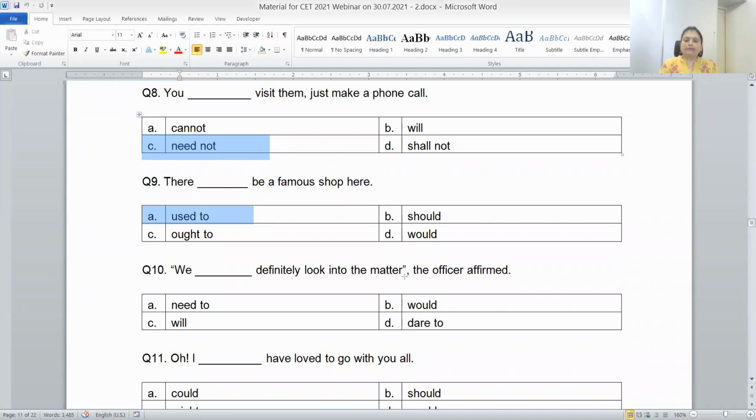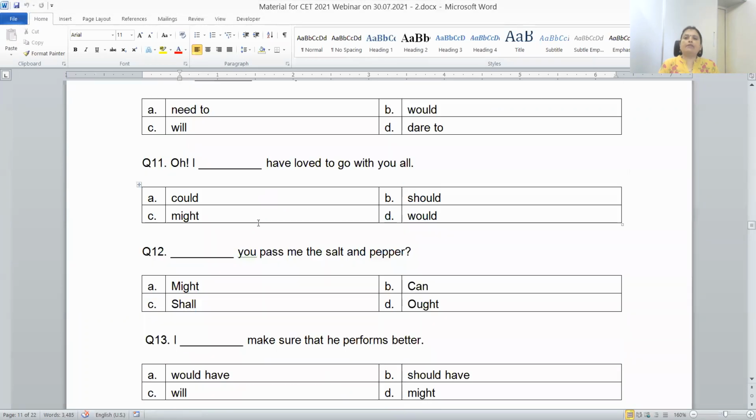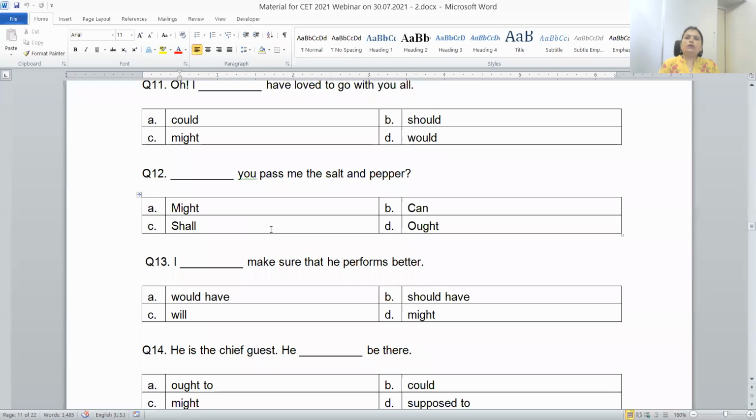Now, children, number 10. We dash definitely look into the matter. The officer affirmed. What will be the correct answer? Option C. Yes, we will definitely look into the matter. Now, number 11. Oh, dash have loved to go with you all. Children, option D. I would have loved to go with you all. Yes.